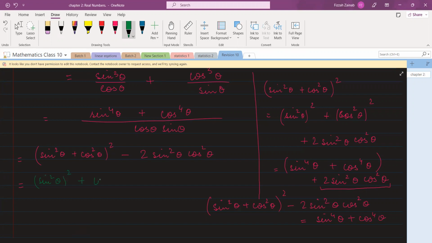a square plus b square plus 2ab. Is that okay? Cos square theta, right? So I have opened this bracket. And then you have this minus 2 sine square theta cos square theta. Oh, sorry, there was something in the denominator also. So you have cos theta sin theta in the denominator, right?